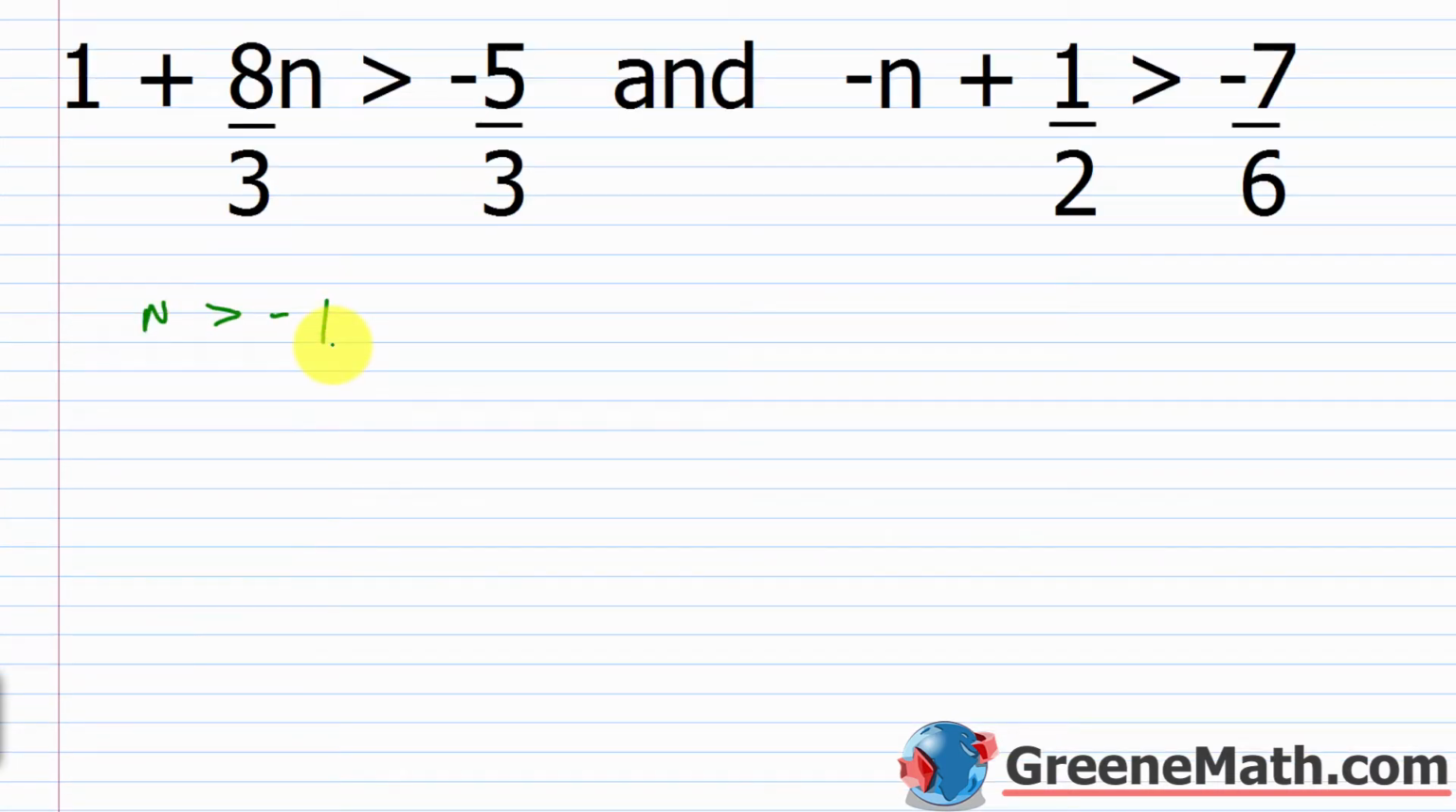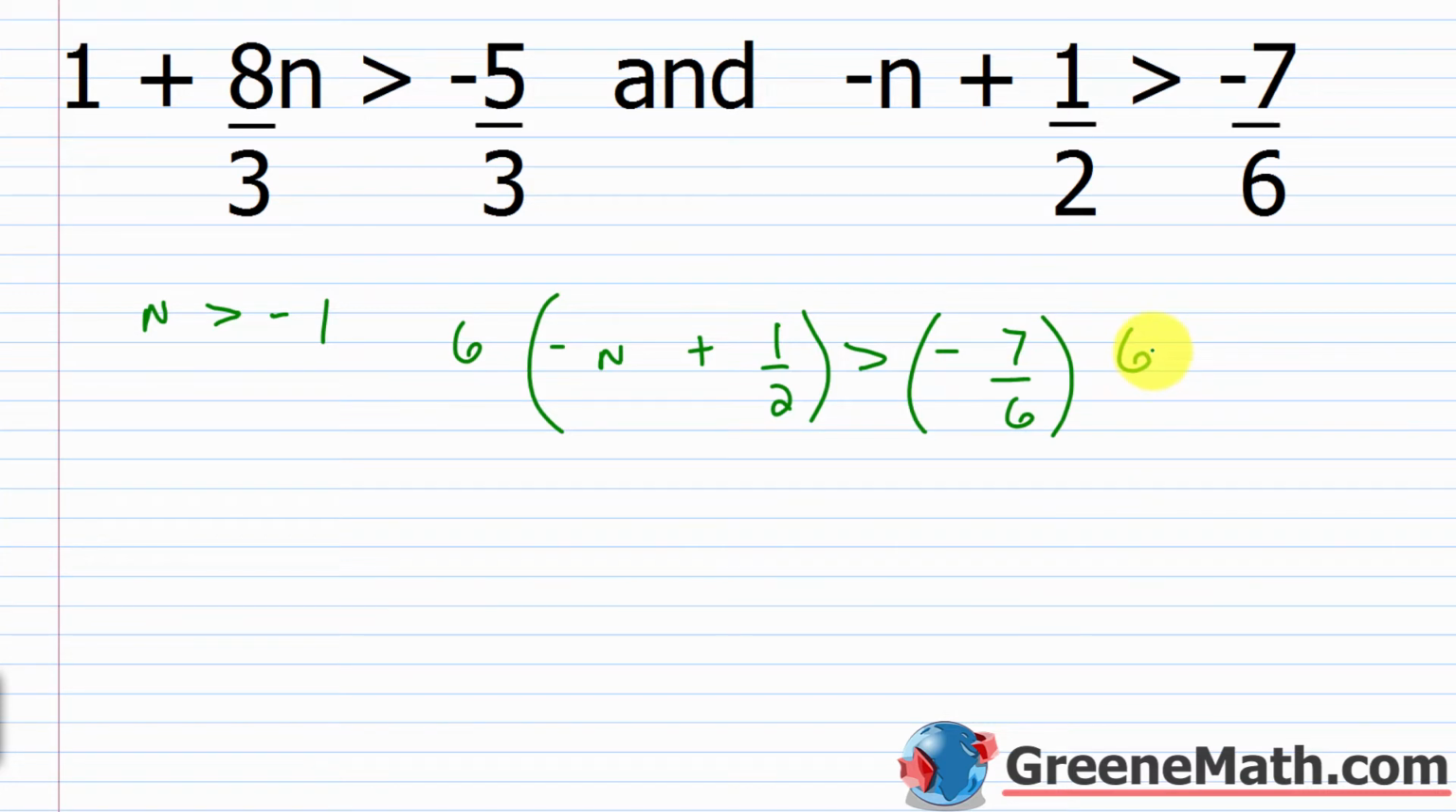Now over here, where I have -n, so I have -n plus 1/2 is greater than -7/6. Again, I want to clear the denominators. The LCD here would be 6, right? I've got a 2 and a 6. LCD would be 6. So I multiply both sides of the inequality by 6.